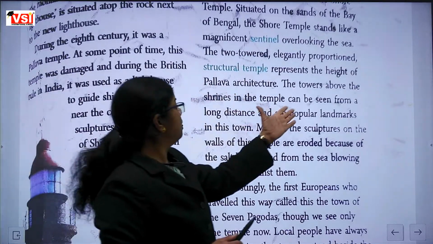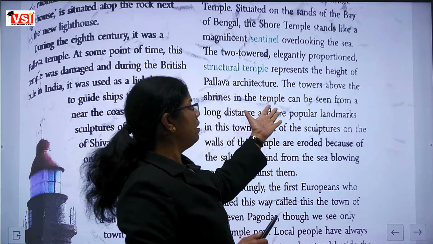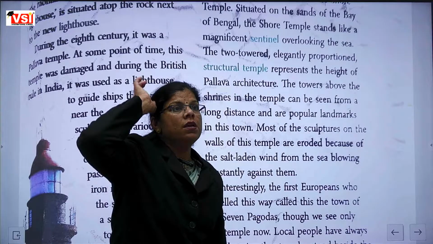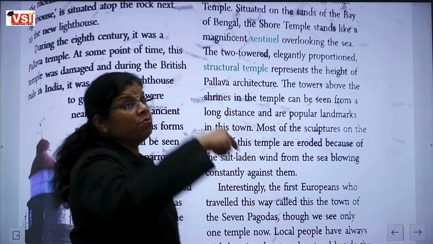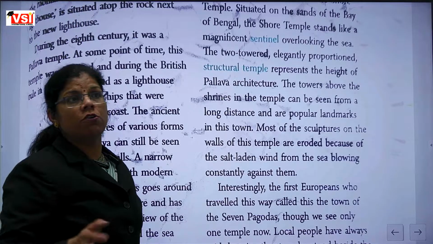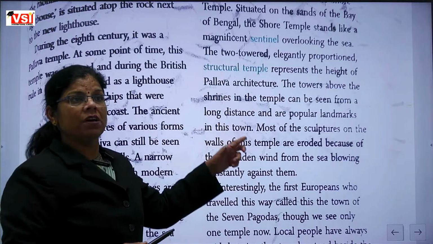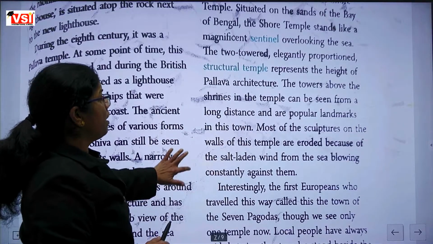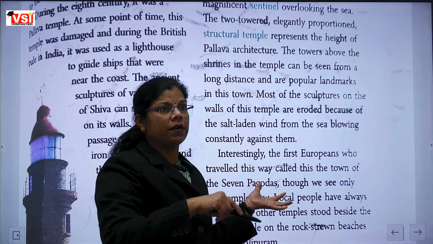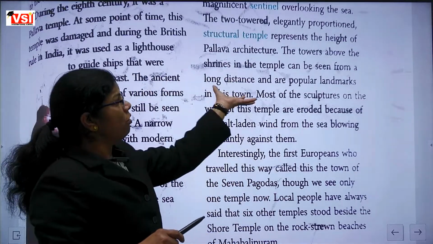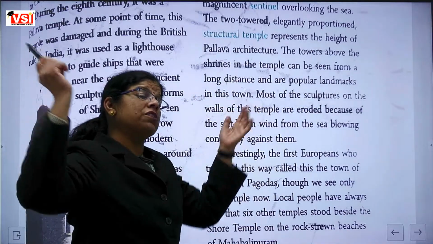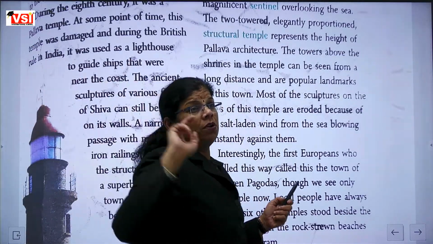The towers above the shrines in the temple can be seen from a long distance. The towers which are made, you can say the tomb that is made. Tomb मतलब जो ऊपर मंदिर का जो गुंबद होता है, that is called tomb. And above that towers are made. Fine. So in shrines में, shrine means जो main body होता है temple का, main area जो होता है temple का, that is called shrine. और जो towers इनके ऊपर बनाए गए हैं can be seen from a long distance. You can see them from a long distance.